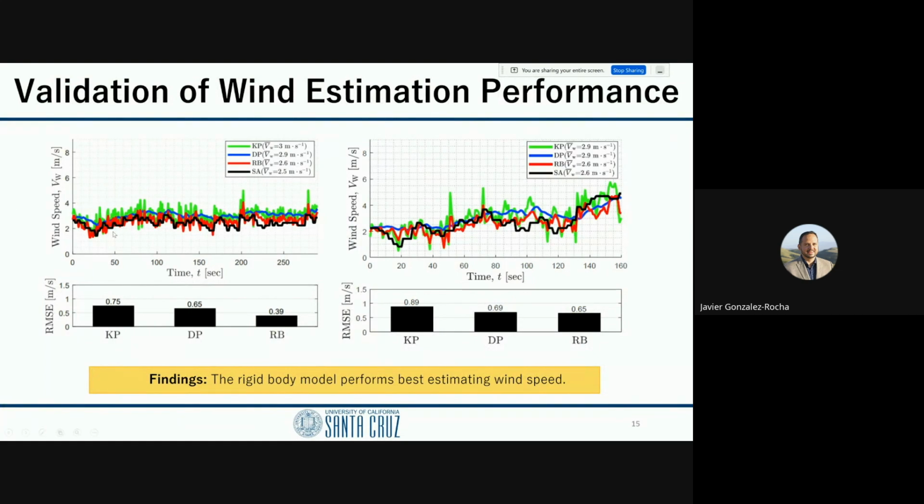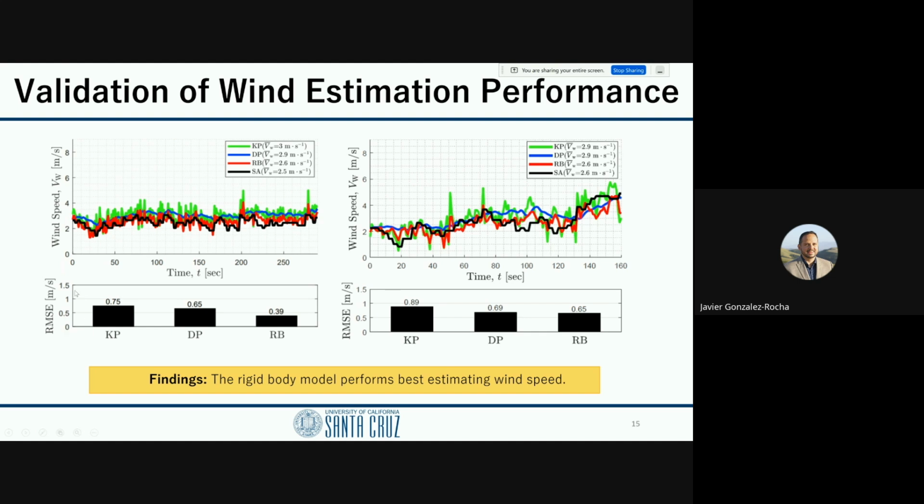So here are two plots. The first one shows wind speed versus time. The black signal is from the sonic anemometer. The green signal is from the kinematic particle. The blue is from the dynamic particle. And then the red is from the rigid body. In this case, the winds were fluctuating between 2 meters and 3 meters per second. And you can see the red, which is the rigid body model, outperforms the other ones.